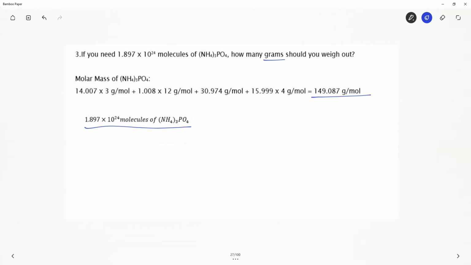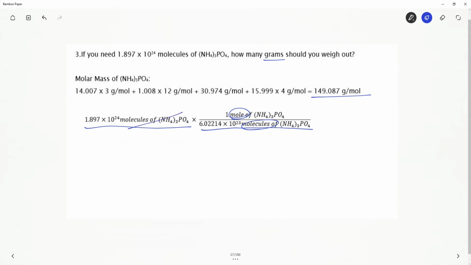Now, to get out of molecules, I will use Avogadro's number, and that will send me to moles. Now again, I need to be careful of my units, so for Avogadro's number, I'm going to make sure that my molecules are in the denominator. That puts my moles in the numerator. Therefore, my molecules of ammonium phosphate cancel, and I'm left with moles of ammonium phosphate. However, the question again asked me for grams, so I need to go from moles to grams. Here is where my molar mass comes in handy.